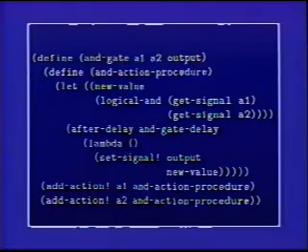In that environment, I constructed a procedure. This one, right there. AND action procedure was constructed in that environment. That was the result of evaluating a lambda expression. So it hangs onto the frame where these were defined. Part of its local state is that. Okay? The AND action procedure, therefore, has access to A1, A2, and output, as we see here. A1, A2, and output.